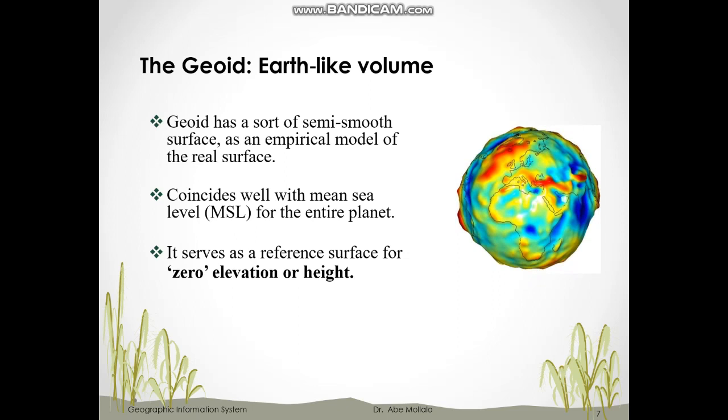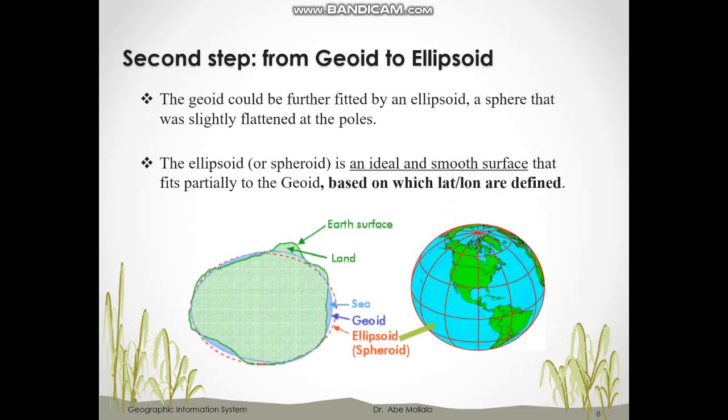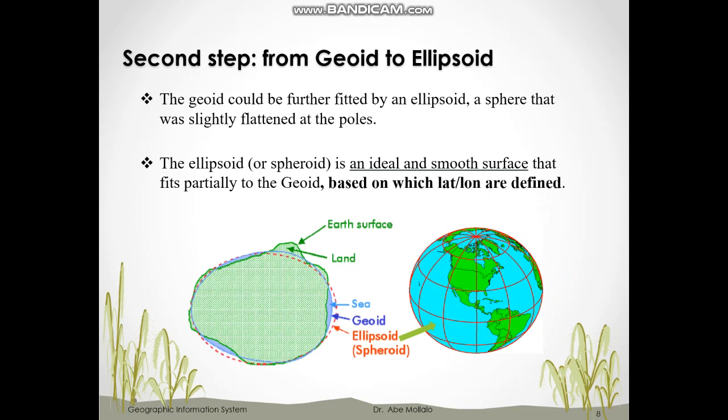But geoid is not smooth enough to approximate the shape of the Earth for measurement of locations. In the next step, we approximate geoid by an ellipsoid. What is ellipsoid? It is a sphere that's slightly flattened or squashed at the poles. So the ellipsoid sometimes is called a spheroid and is an ideal and a smooth surface which is mathematically defined. It can be used to partially fit the geoid.